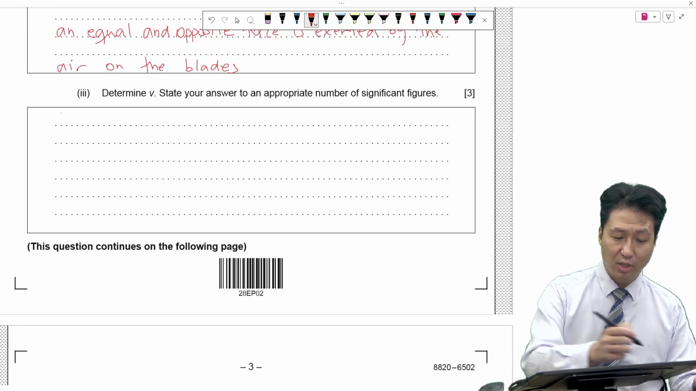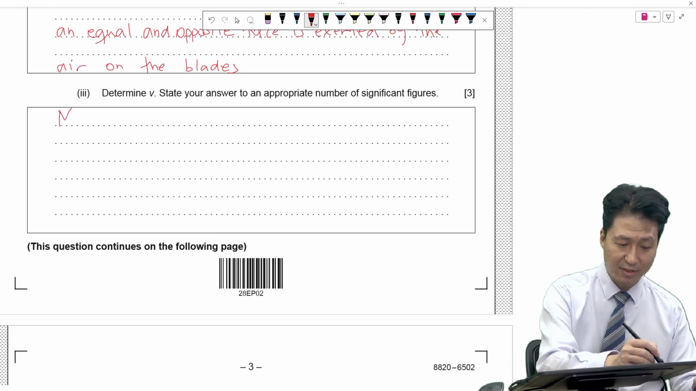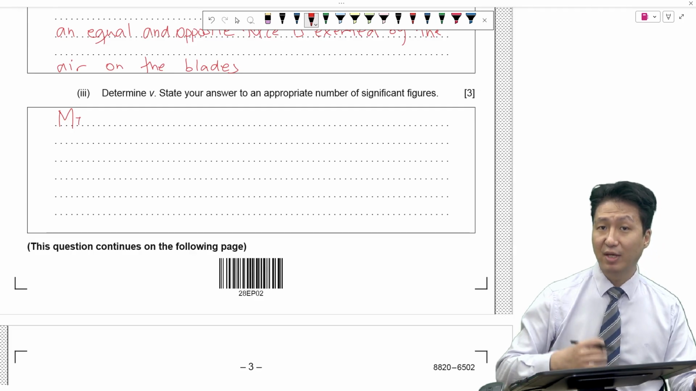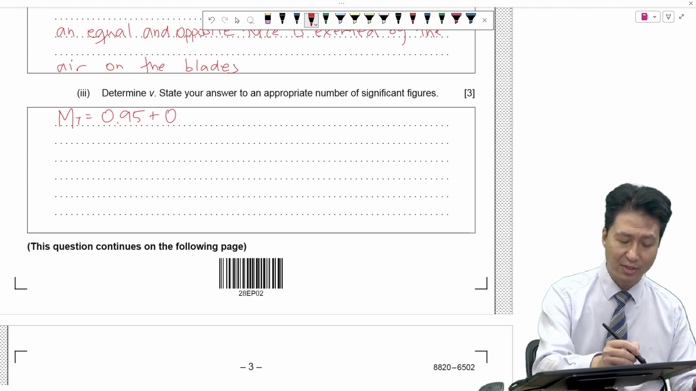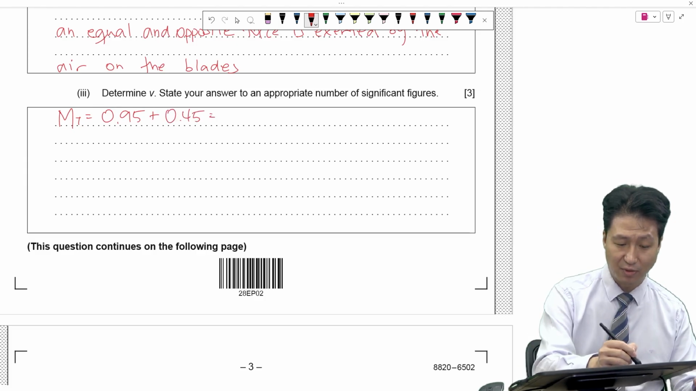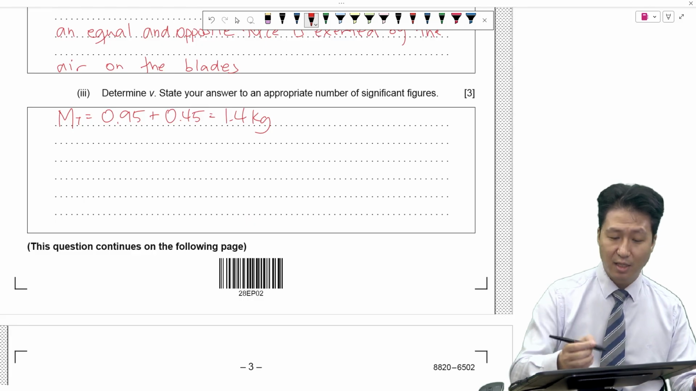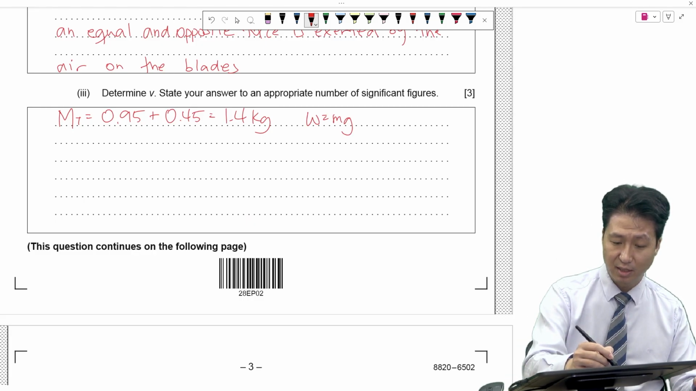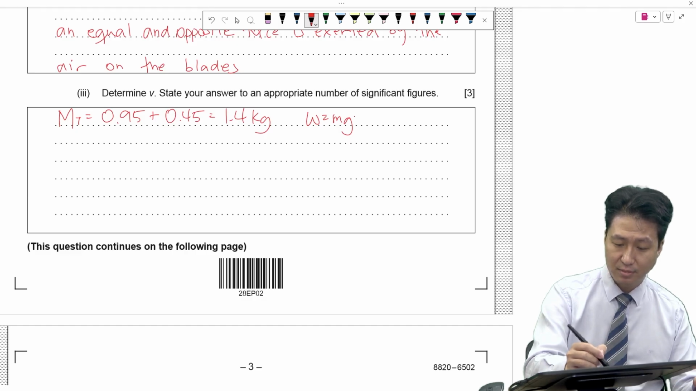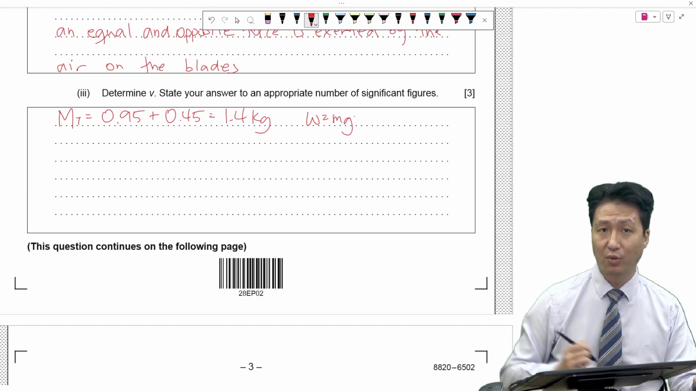So, number 1, we know the mass of the aircraft. In fact, we know we have to use the total mass. So the total mass is the mass of the aircraft, which is 0.95 kilograms, plus the mass of the package and string, which is 0.45 kilograms, which would be 1.4 kilograms in total. So the gravitational force or the weight on the whole aircraft system would be mg, which is 1.4 times 9.81.